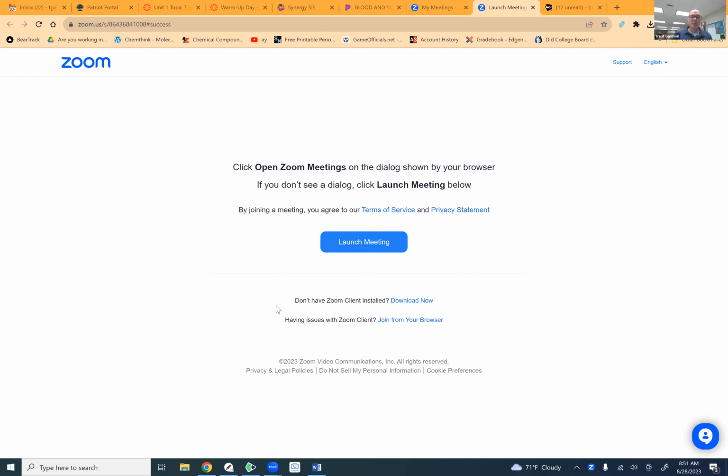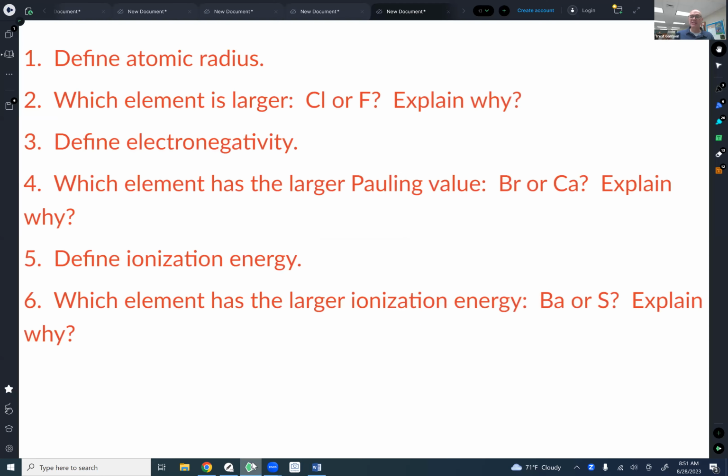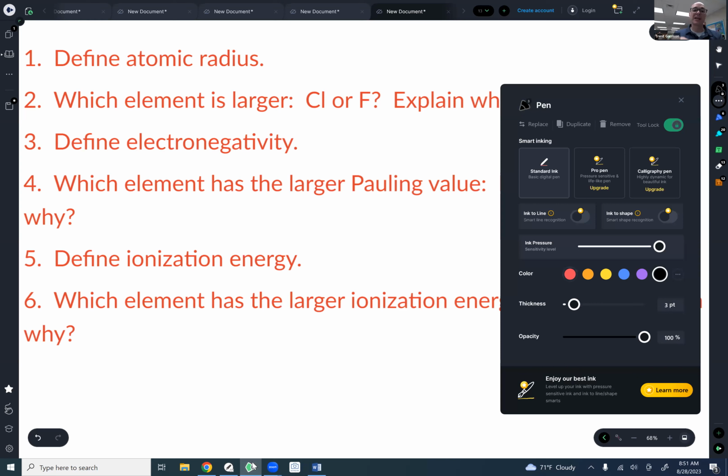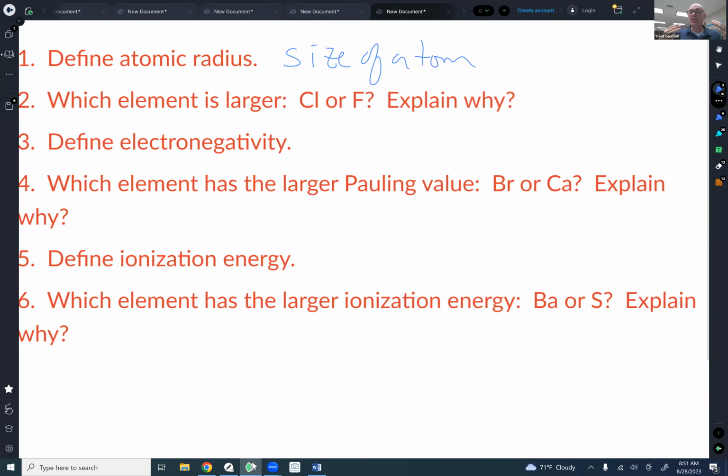If I can find it. There it is. All right, first off, define atomic radius. Simple. I don't want the technical definition. I'm looking more for something along the lines of size of atom. That's what I want you to be able to tell me. That's the generic sense of it.